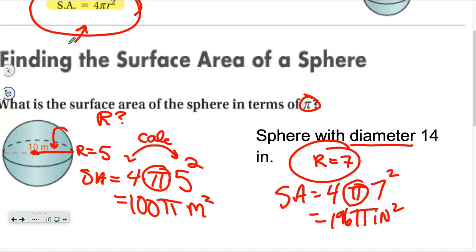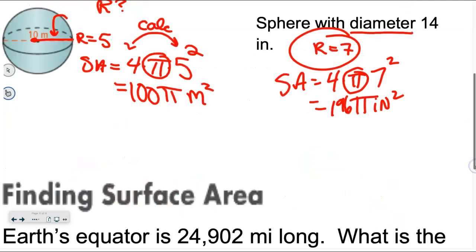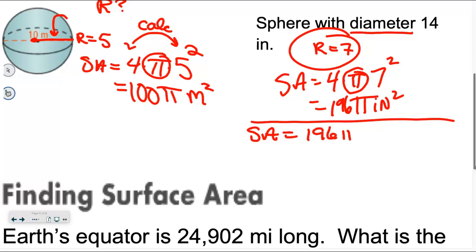Any questions on surface area? Because it's very straightforward. You might be asked to work backwards, though. So I'm going to take this one, and I want you to draw a line. You will be asked. If I told you the surface area was 196 pi of a sphere, and then I asked you to find the radius, we need to know how to work backwards with the formula and on our calculator.